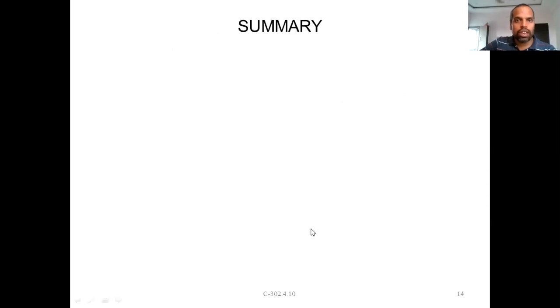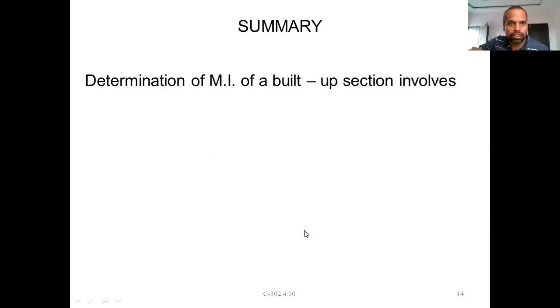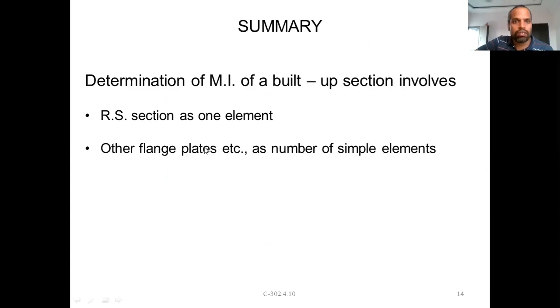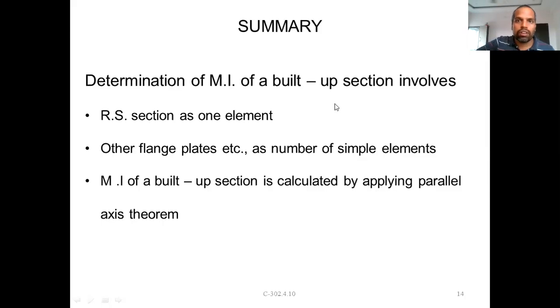So like this, you have to calculate the moment of inertia of the built up sections. So in this class, what have we discussed? We have discussed the determination of the moment of inertia of a built up section, which involves an I section as one element and other plates, etc., as a number of simple elements. So the built up section is calculated by applying the parallel axis theorem, right? So this is what we have discussed in this class. Right. Now let us stop here.